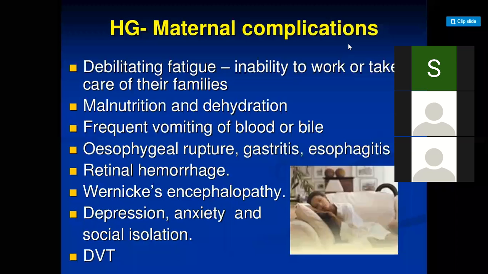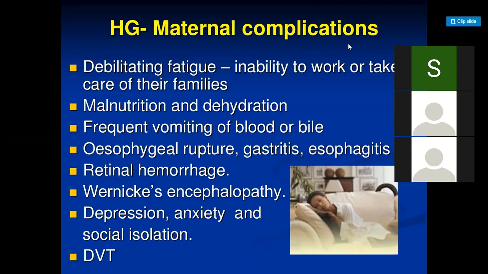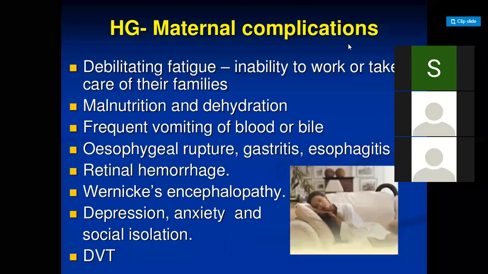And sometimes it leads to psychological problems, where she feels she is not able to fulfill the family's requirements. So she may go into depression or anxiety and some social isolation. She doesn't want to go to parties, she doesn't want to go to family functions, she doesn't want to go outside, she wants to remain alone. You see, these are the complications which can take place, or sometimes there is DVT. What is DVT? That is deep vein thrombosis. That's what we have to look for.